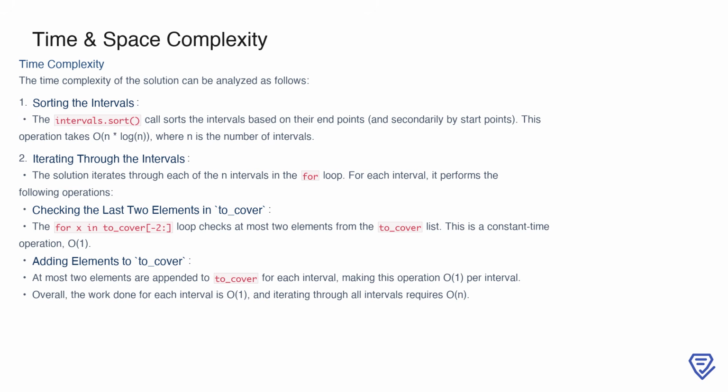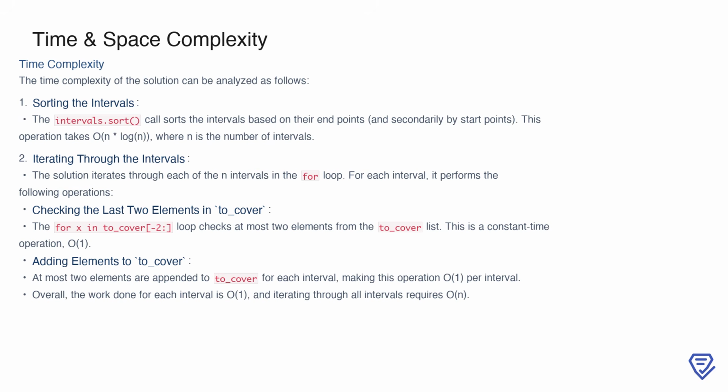Here, we loop through each of the n intervals, and within each iteration, we check the last two elements in the to_cover list. This check is a constant time operation, O(1), as it involves only a fixed number of elements. Additionally, at most two new elements are appended to to_cover for each interval, which is also O(1) per interval. Combining these operations, the work done during the iteration step is O(1) per interval, resulting in O(n) for all intervals.